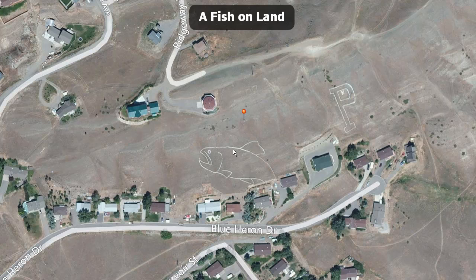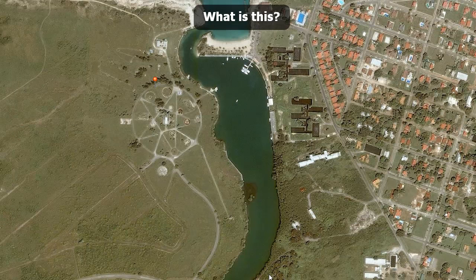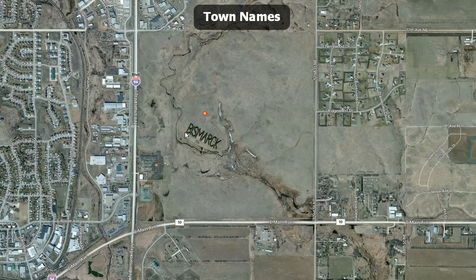Here's a fish on land with a big P over here as well. Blue Heron Drive too. Bird and fish references. What is this? Here's a star with a circle around it and some buildings. What do you think that might be? Also, town names on the landscape. Here's something that says Bismarck.